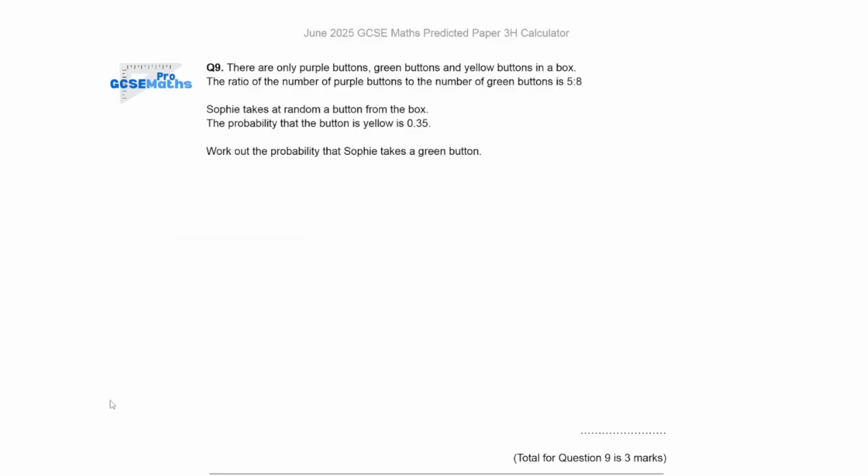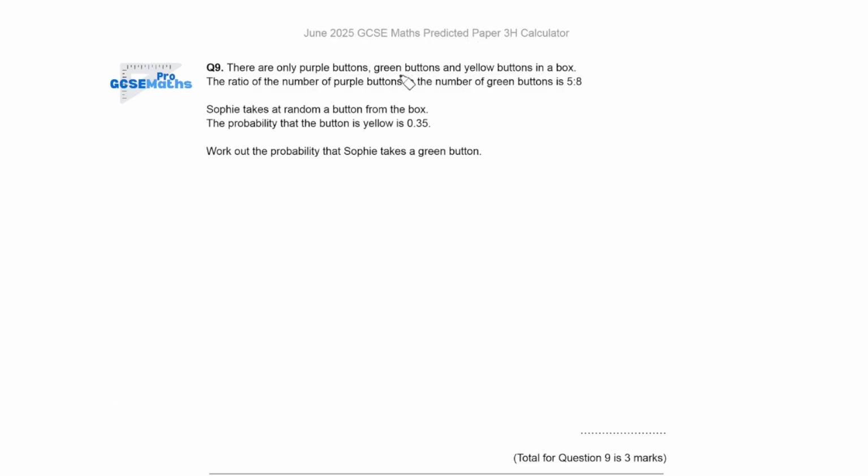Question 9. There are only purple buttons, green buttons, and yellow buttons in a box. The ratio of the number of purple buttons to the number of green buttons is 5 to 8. Sophie takes at random a button from the box. The probability that the button is yellow is 0.35. Work out the probability that Sophie takes a green button.